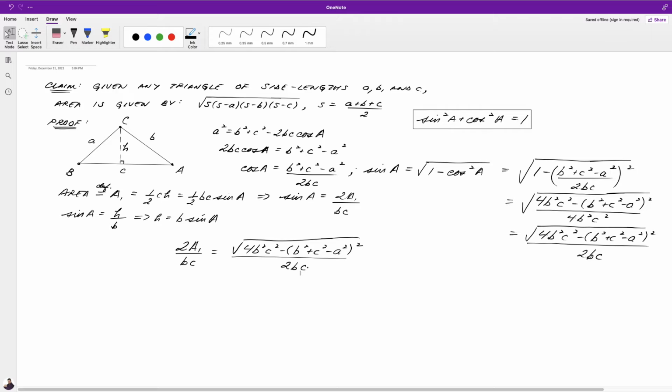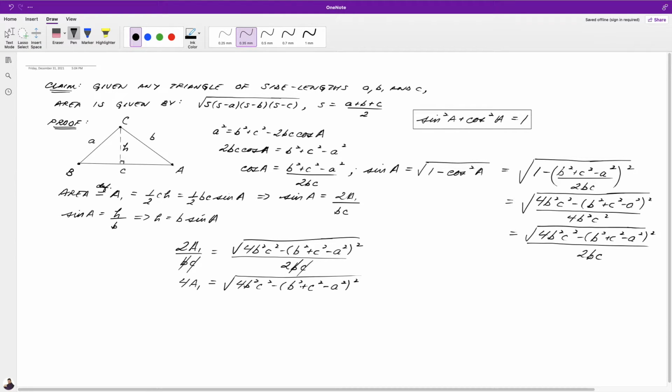Okay. All right. So clearly we can multiply both sides by b, canceling those b's out. We can multiply both sides by c, canceling those c's out. And clearly what we have here is multiplying both sides by 2. We're going to have 4a1 is equal to the square root of 4b squared c squared minus, of course, the quantity b squared plus c squared minus a squared all squared.